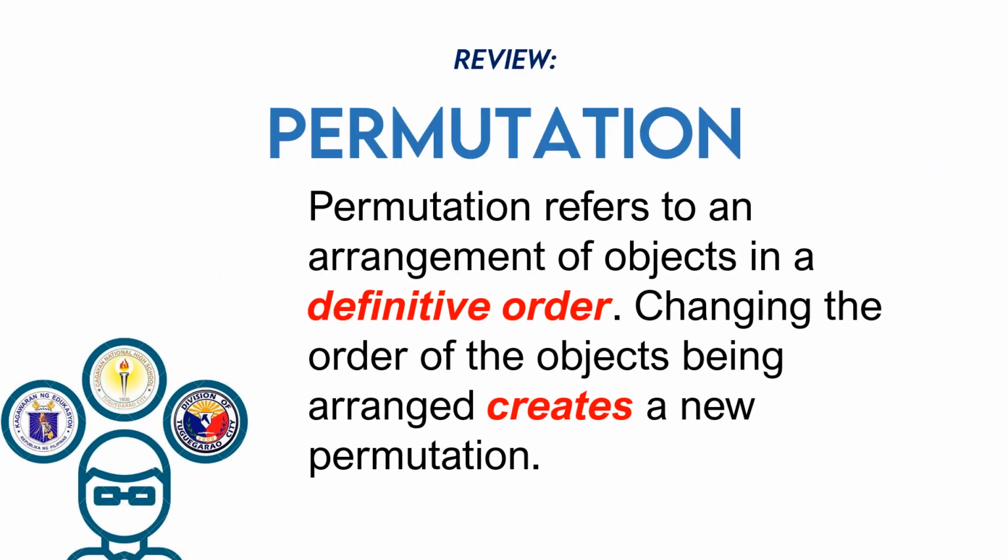Now, before we proceed to our main topic, may we have a review of what permutation is? We have mentioned that permutation refers to an arrangement of objects in a definitive order. That means to say that order is very important for permutation. That is, changing the order of the objects being arranged would create a new permutation.